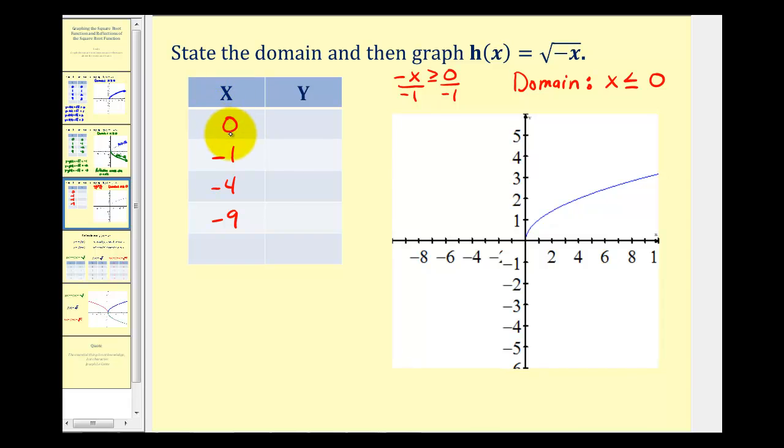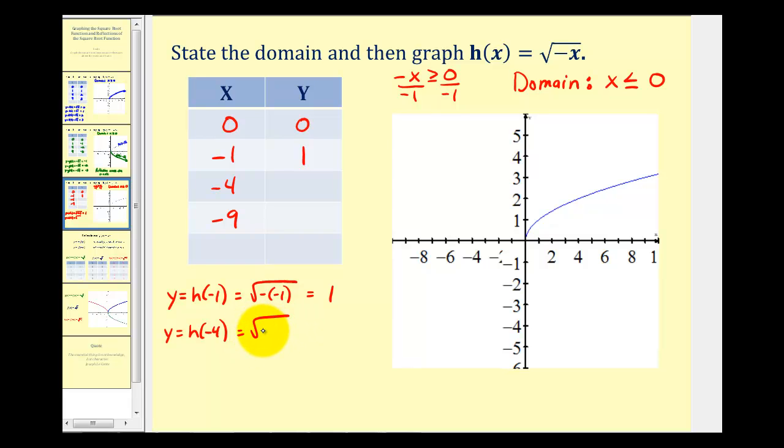So again, when x is equal to 0, our function value or y value would be 0. But now when x is -1, y is going to be equal to h of -1, which is going to be the square root of -(-1), or the opposite of -1, which ends up being the square root of 1, or 1. Next, when x is equal to -4, y is going to be equal to h of -4.